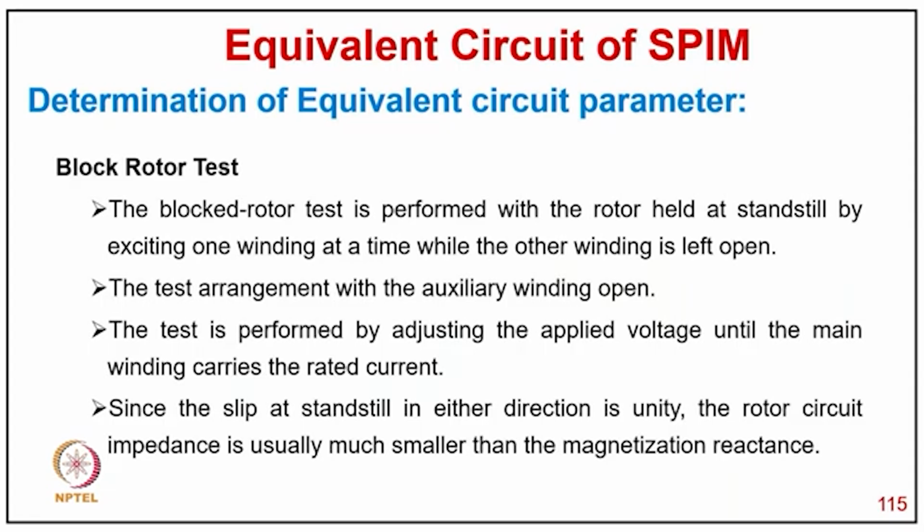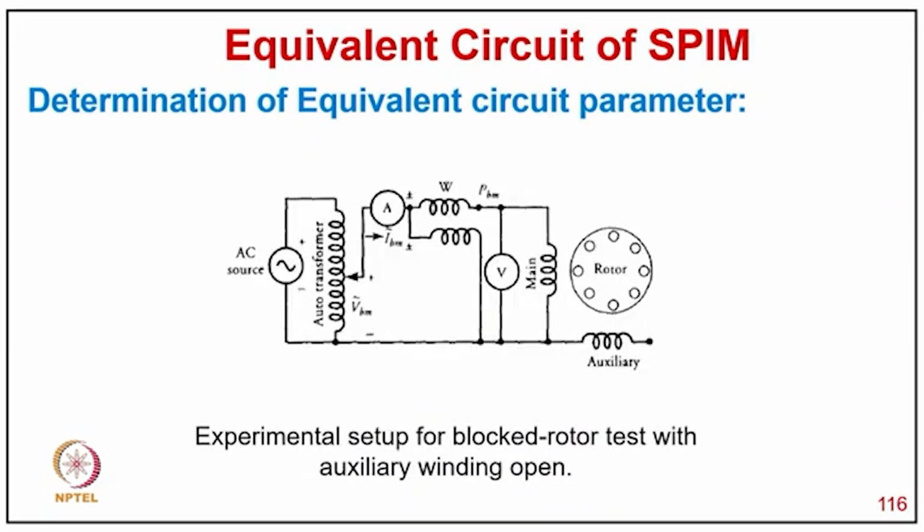So coming first to the blocked rotor test, the test is performed with the rotor held stand still, by exciting one winding at a time while the other winding is left open, and here the test arrangement is with the auxiliary winding open. The test is performed by adjusting the applied voltage until the main winding carries rated current. Since the slip at standstill is 1 in either direction, the rotor circuit impedance is usually much smaller than the magnetizing reactance. And you can see the circuit setup for making this test.